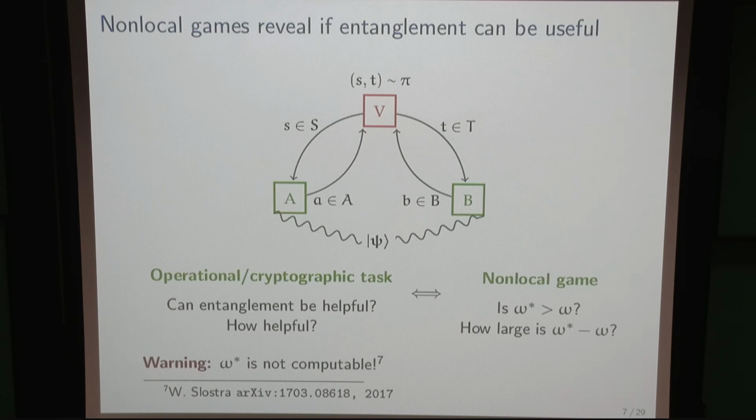So the classical quantity omega, that one is NP-complete to compute, so it might take a long time for us to actually compute it, but we can compute it. In the quantum case, things are much worse. There's no algorithm whatsoever that's going to tell you the value of omega star. And we also don't know how to approximate it efficiently.